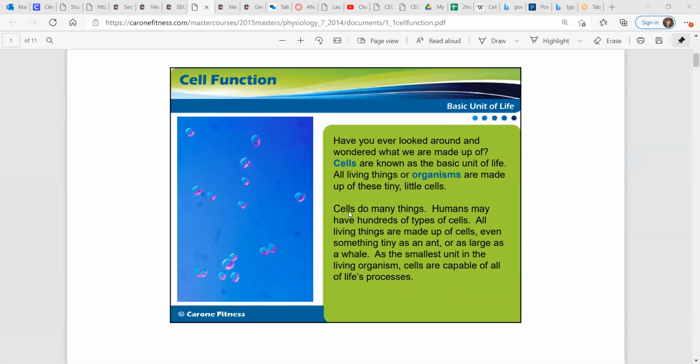Have you ever looked around and wondered what we are made up of? Like what's going on inside our very bodies? Cells are known as the basic unit of life. All living things or organisms are made up of these tiny little cells. Cells do many things. Humans may have hundreds of types of cells. All living things are made up of cells, even something as tiny as an ant or as large as a whale. As the smallest unit in the living organism, cells are capable of all of life's processes.